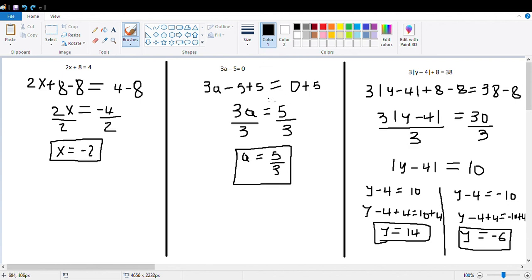If you want to check example number 1 or number 2, you have to do it exactly the same way. Let's replace your answers in the original equation, and the answer on the left and right must be exactly the same. Okay, that's all for now. Thank you.